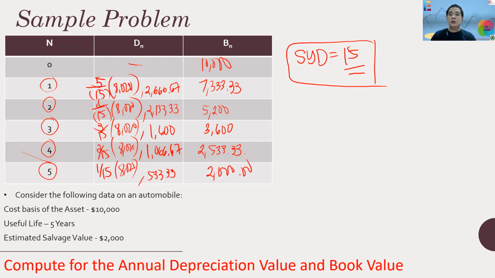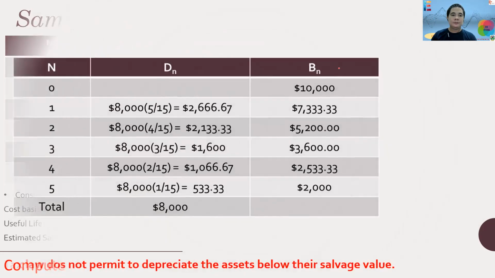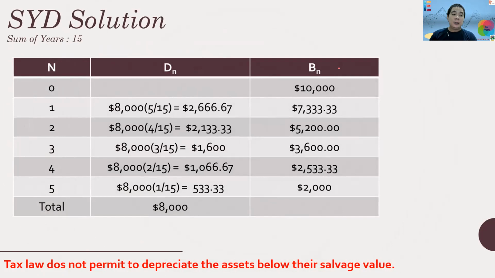Okay? So be mindful. Say for example, if it is 7 years, you should sum up the digits of 1 to 7, and the depreciation value on the first year is the fraction of the last year, 7 out of the SYD. So here is the solution for your SYD, the sum of the years digits for 5 years.